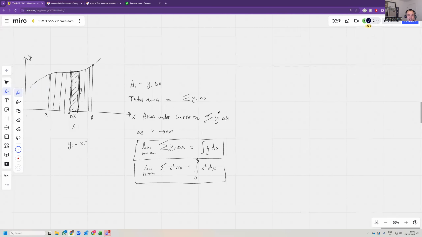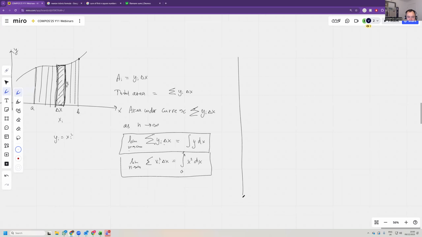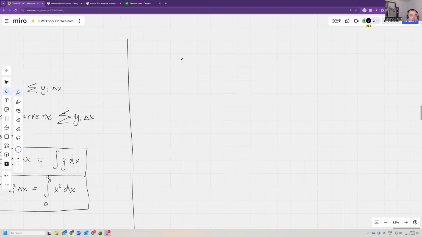So when you have a 3D shape, like imagine you have a cone. A cone. Well, no, let's take a sphere.